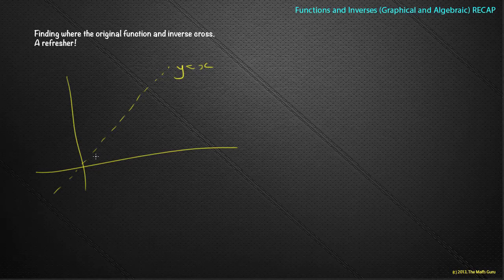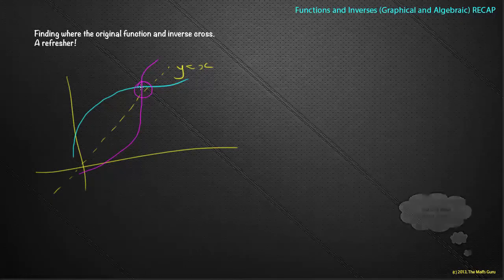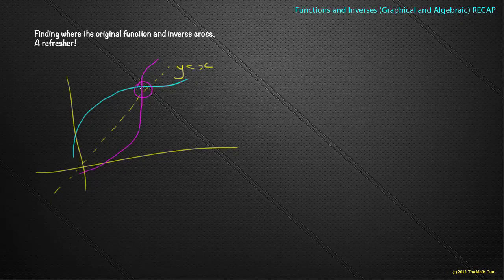So imagine we have our original function does something like this, and our inverse does something like this. So they're going to cross. I have to say, my diagrams are shocking. But let's assume they cross at this point here, which is what we're trying to find. Well, at this point here, what do I actually know? Well, at that point there, it is crossing at the line y equals x.